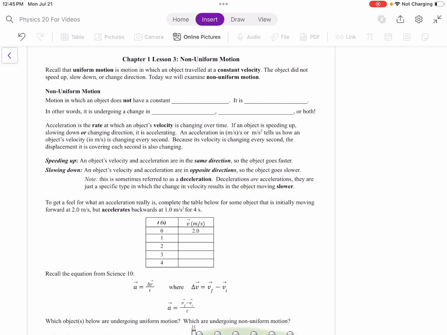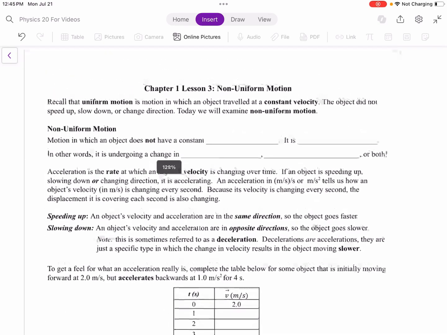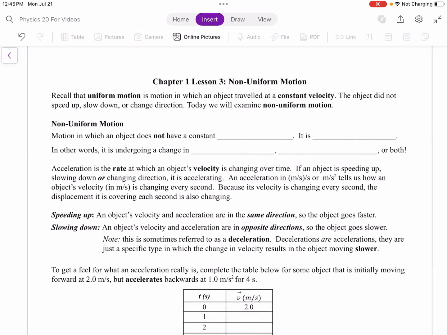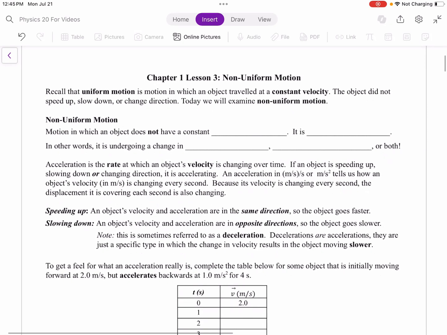Alrighty, folks, we'll get started here for Chapter 1, Lesson 3. Just a reminder, make sure you have your notes, whether that's printed out or just following along on loose leaf, because you'll want to be following along, actively engaging with the material. You'll get a lot more out of the lesson that way. All right, here we go.